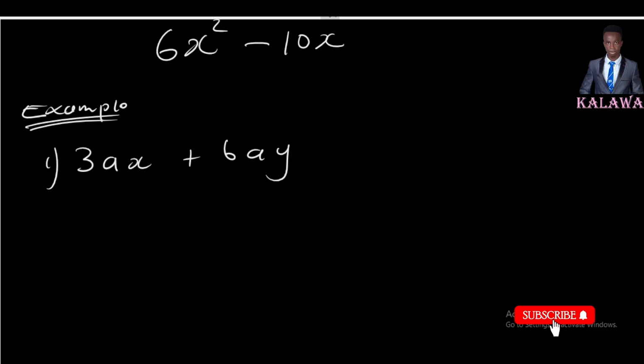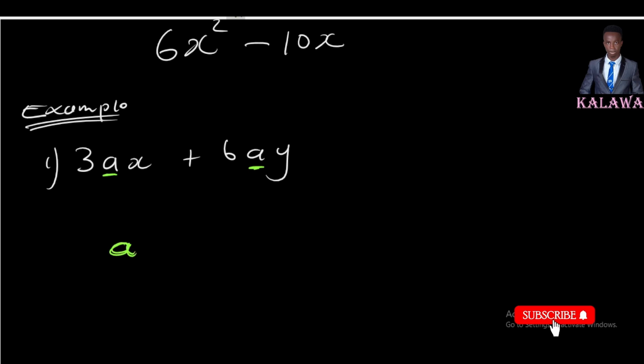Let's ask ourselves, between these two terms, 3ax and 6ay, what is common between them? What can we see in this first term? And the same thing we can also see in the other term. That's the one question you ask yourself. In this case, we can see a here, and we can also see a here. So meaning we take this a out. That's the first step. And then also ask yourself again.